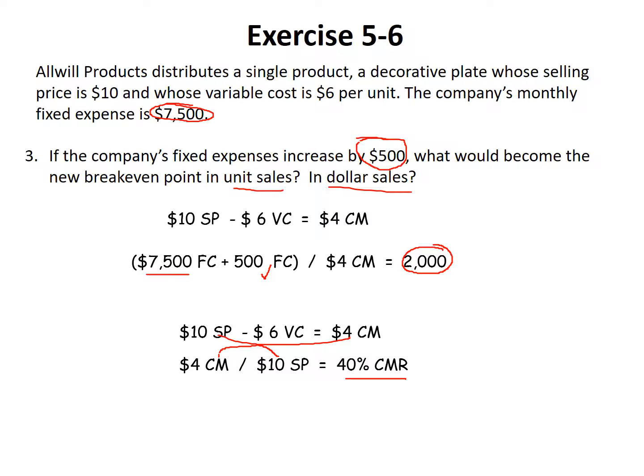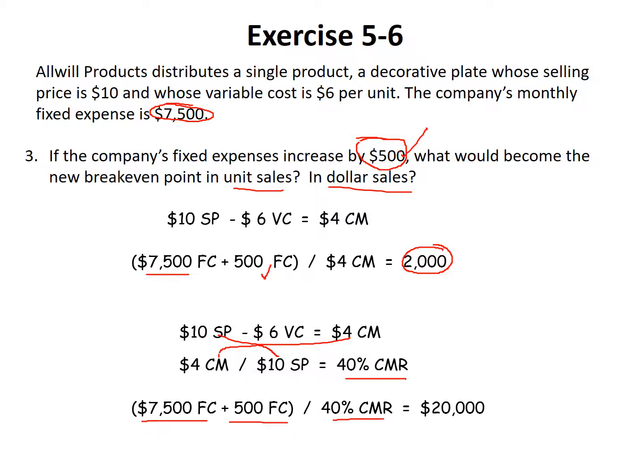and that means our contribution margin ratio is 40%. Now we're going to take that 40% and divide it into our fixed cost plus additional $500 of fixed cost. And you can see that here. Our $7,500 of fixed cost plus the additional fixed cost from the problem, divided by the 40% contribution margin ratio means we have total sales equal to $20,000. And that's the end of exercise 5-6.